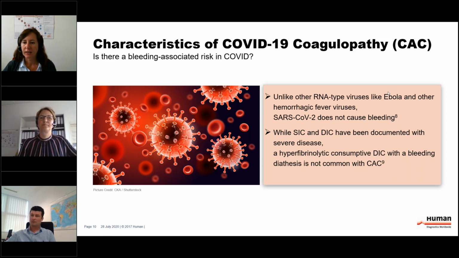Unlike other RNA viruses like Ebola and hemorrhagic fever viruses, SARS-CoV-2 does not cause bleeding. And a consumptive DIC with a bleeding diathesis is also not common with the CAC. So Bärbel Knauer will now tell us more about this special version of coagulopathy that is associated with COVID-19.